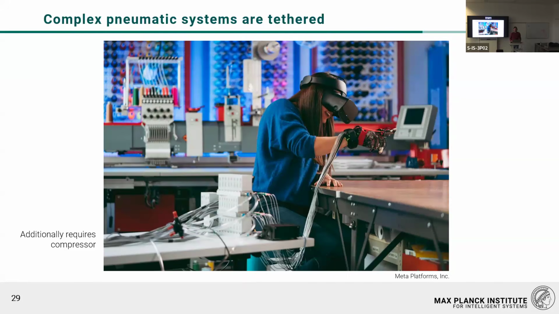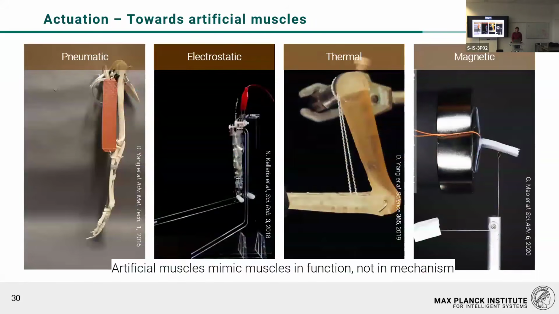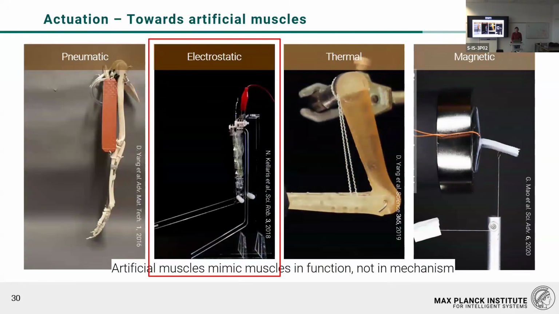So maybe it works well for a factory hall where you have all this infrastructure, or maybe even at home. But not really if you want to go out into nature and really get rid of this tether. To overcome this problem, I want to dive a little bit into electrostatic actuators, because this is a technology that would really allow more miniaturized control and energy sources.